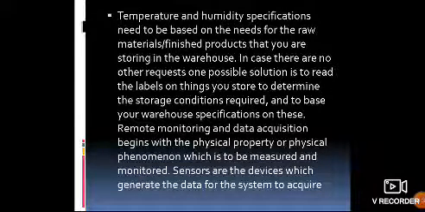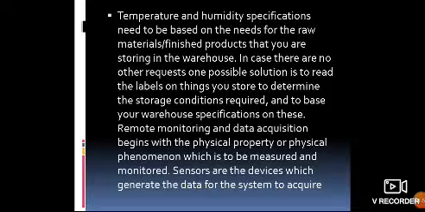Remote monitoring and data acquisition begins with the physical property or physical phenomenon. Temperature and humidity specifications need to be based on the needs of raw materials. In case there is no other request, one possible solution is to read the labels on the things you store to determine the storage conditions required.